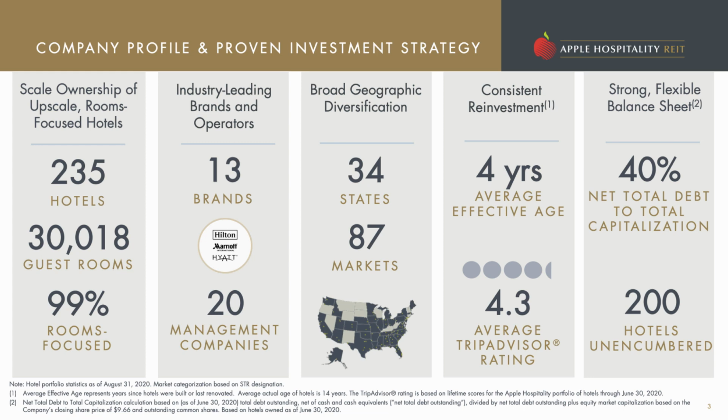So this gives you their company profile. It lets you know they've got 235 hotels with over 30,000 guest rooms, and it's 99% focused on rooms. It has 13 brands. It claims industry leading brands, including Hilton, Marriott and Hyatt. They've got a broad geographic diversification covering 34 states and 87 markets. So all of that is good. Strong, flexible balance sheet, 40% net total debt to total capitalization, 200 hotels unencumbered. That means with no debt on them, which is good, obviously.